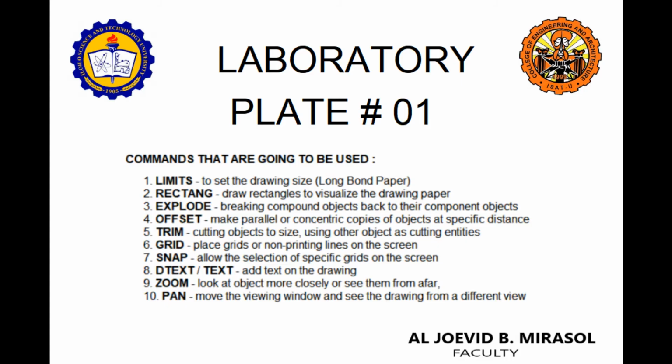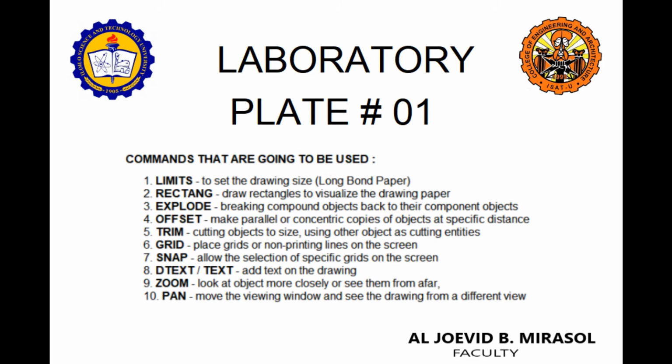Sixth command is grid. Grid is basically placing dots or grids on the screen so that we'll be able to know where we are, and so that the drawing will look a little better. Seventh is snap. Snap allows us to select specific grids on the screen. Eighth command is dtext or text. This allows us to add text to our drawing.